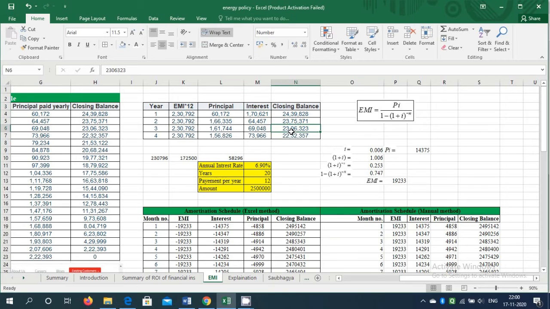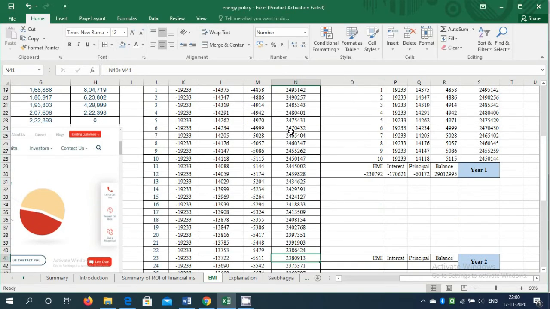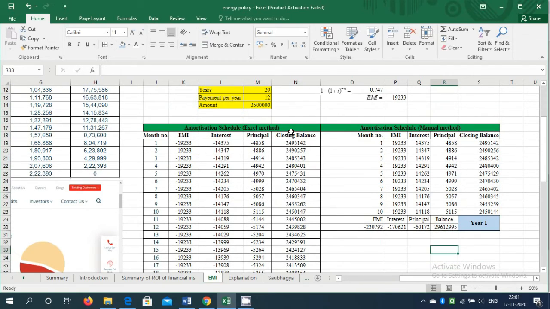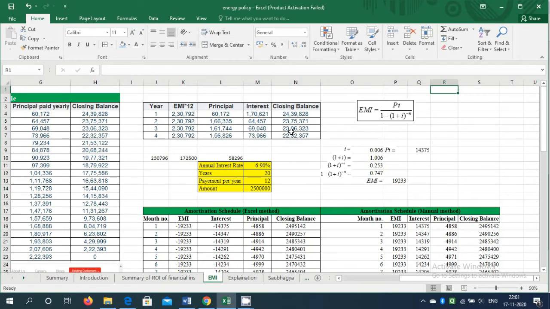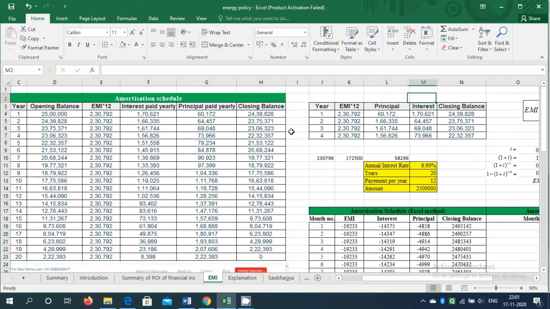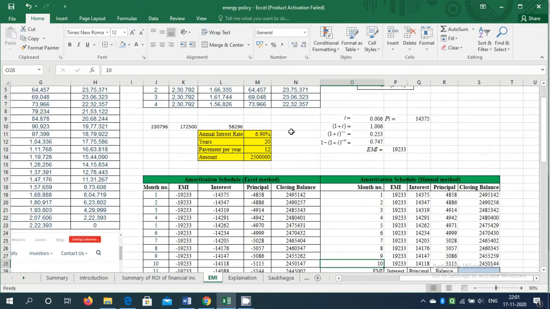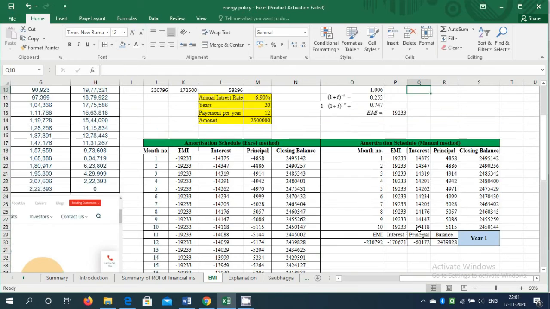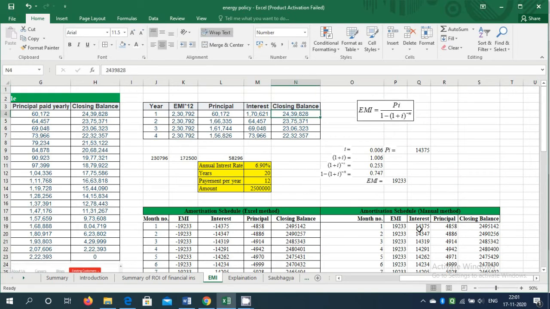So principal is coming as 60,172, and after principal, interest is 170,621, and the closing balance I have to write over here. This is the closing balance under 12 months: 2439,828. 2439,828 is the closing balance.